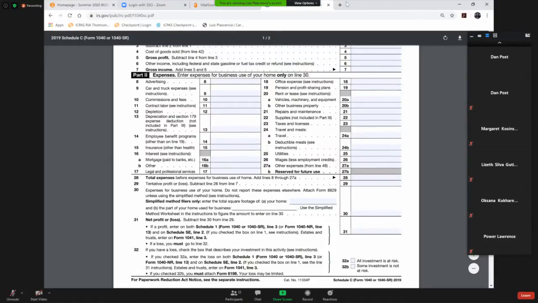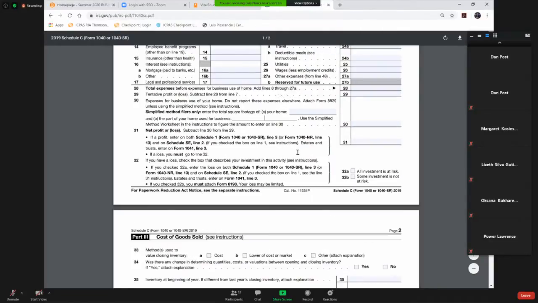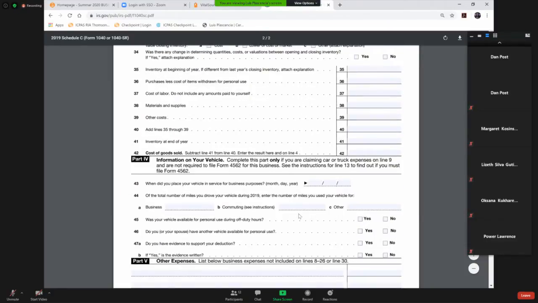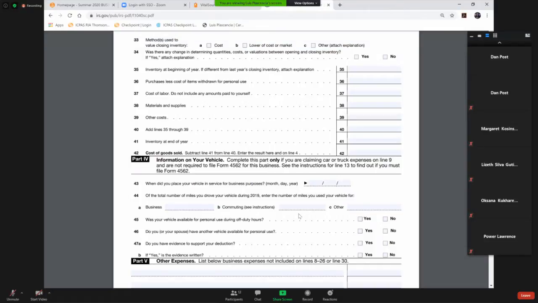So that's Schedule C. Excuse me, there's also page 2. This is for inventory. If you have inventory, mileage goes here as well. One more thing about mileage before we get into detail. We'll cover transportation expense in more detail later. But remember, your commuting miles are never deductible. So the distance between your house to your first job and back, that's not deductible. Again, commuting is never deductible.